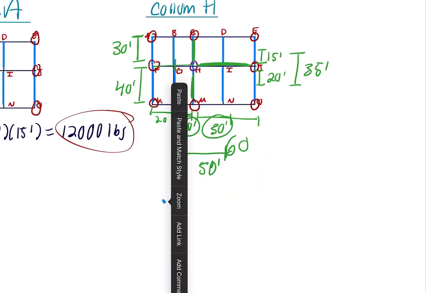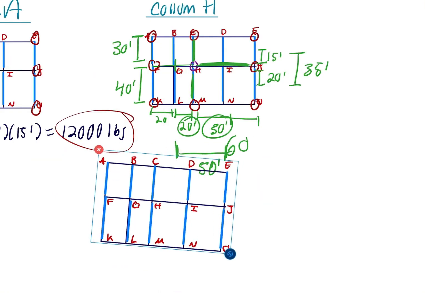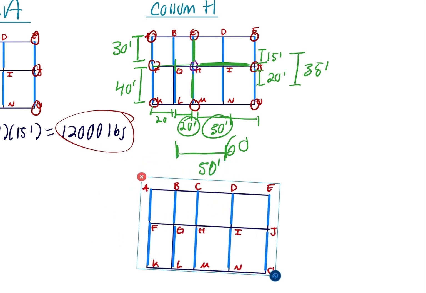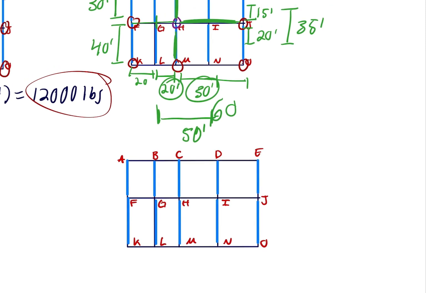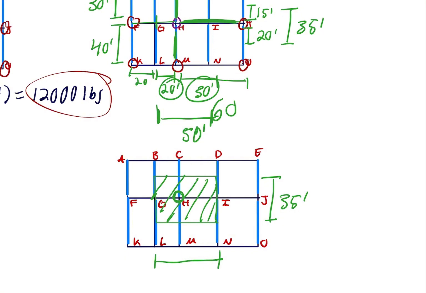So then let me draw a clear picture in the bottom so that we can see the tributary area clearly. The tributary area will be half from this. Again, this is the girder, this is the column that we are looking at, column H. And half here. The tributary area will be this shaded region. And again, this was 35 feet and this was 50 feet.